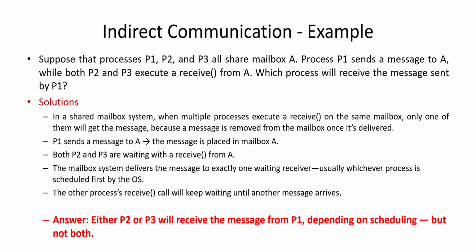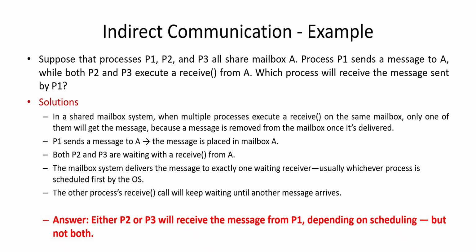Let us understand indirect communication with an example. Suppose we have three processes, process 1, process 2 and process 3. All these processes share the same mailbox called mailbox A. Now suppose P1 sends a message to mailbox A. At the same time, both P2 and P3 are waiting to receive a message from mailbox A. The question is, which process will receive the message? Will both P2 and P3 receive it? No. Only one process will receive the message.